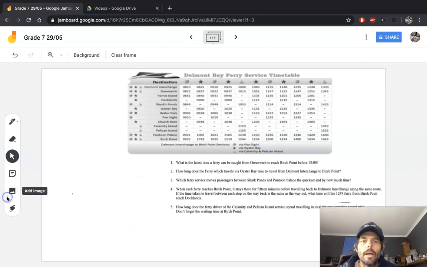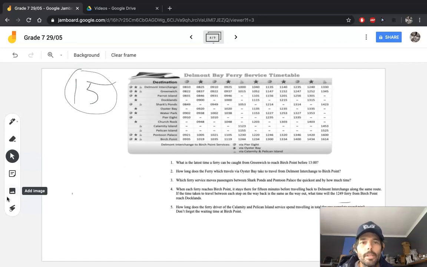Question 5. How long does the ferry driver of the Calamity and Pelican Island service spend traveling in total for one complete round trip? Don't forget the waiting time at Birch Point. So now we need to use the information that they told us in question 4. And we know that they wait for 15 minutes before they turn around. So let's write that down so we don't forget it.